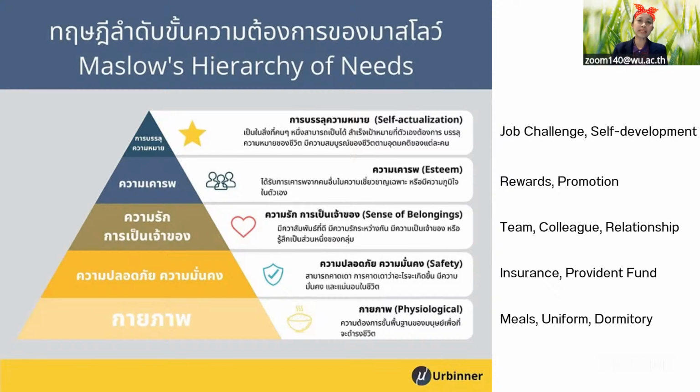The second one is about safety. Everyone needs safety. We don't need danger, right? And in terms of safety, for example, life insurance, health insurance, or provident funds. When we retire, when we finish work, we need some kind of fund, right? A provident fund for our life after retirement.